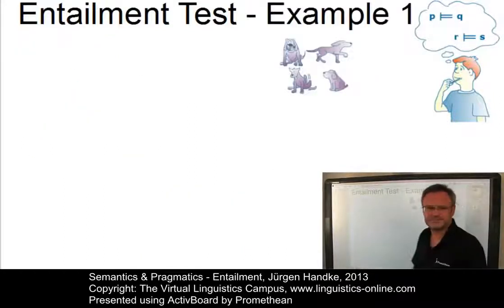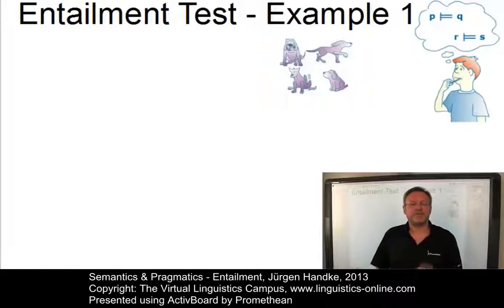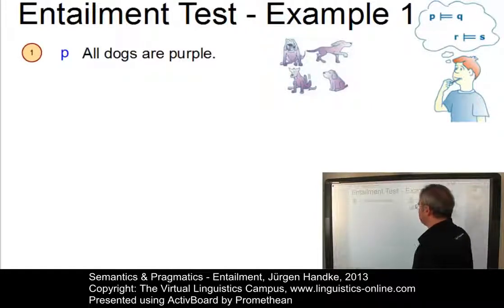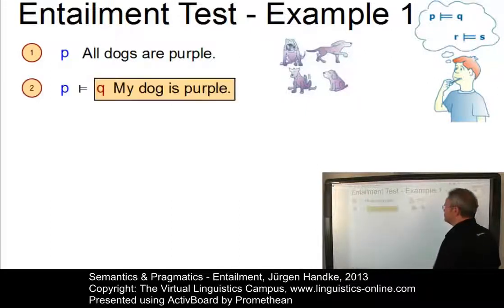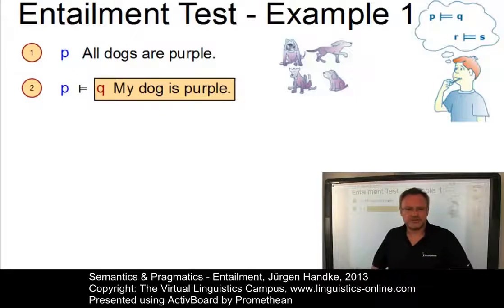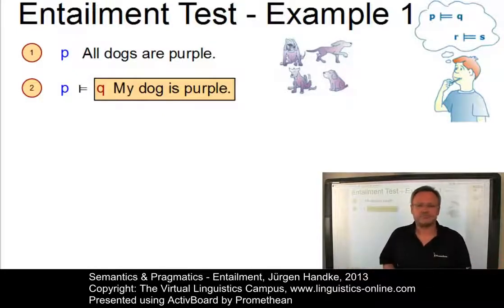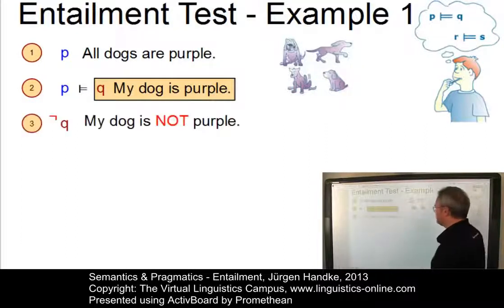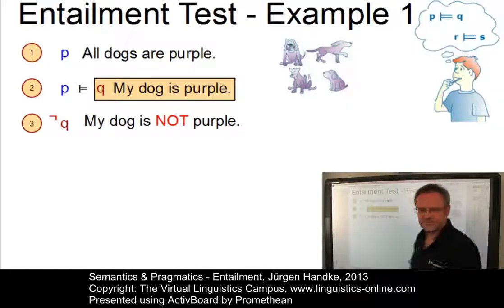Here is the first. Step 1, take any proposition P. Our proposition is all dogs are purple. Step 2, assume any proposition Q that is to be entailed by P. My dog is purple is our entailment, our Q. Make Q negative. My dog is not purple.